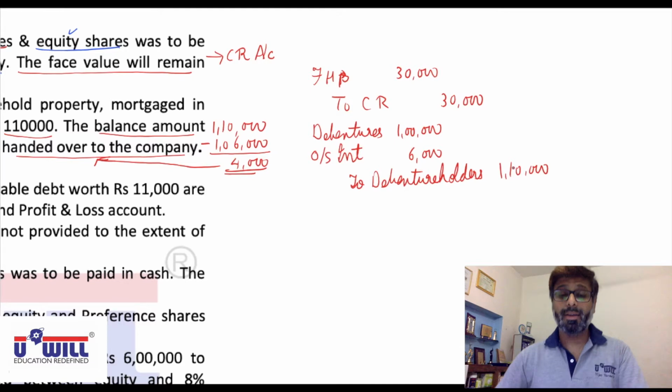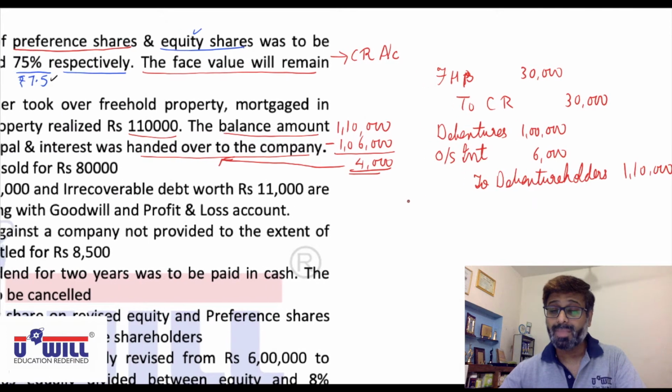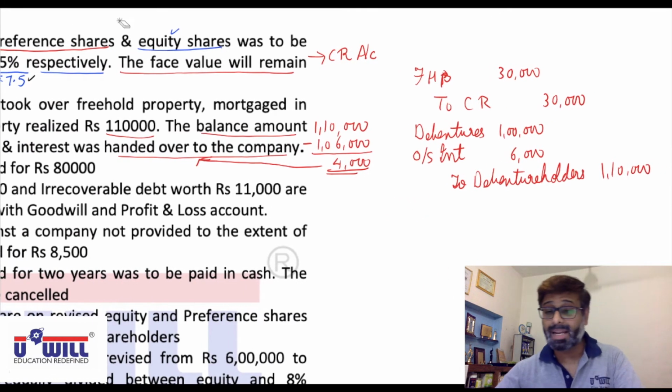I repeat, debentures account you reverse and debit. It's a credit balance. To close it, we reverse and debit with 1 lakh. Outstanding interest is a credit balance. To close it, we reverse and debit it with 6,000. An amount is payable to debenture holders. Credit the payables to debenture holders 1,10,000. Sorry, 1,06,000. Not 1,10,000, 1,06,000.